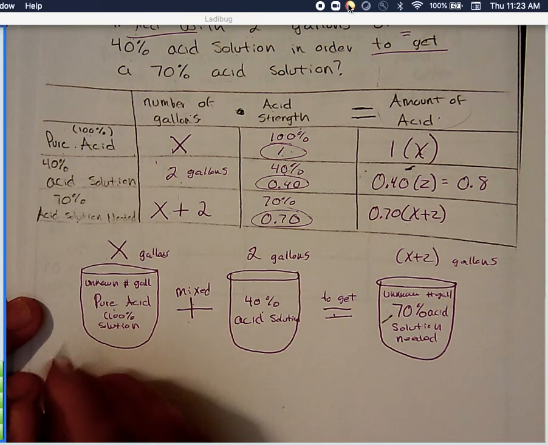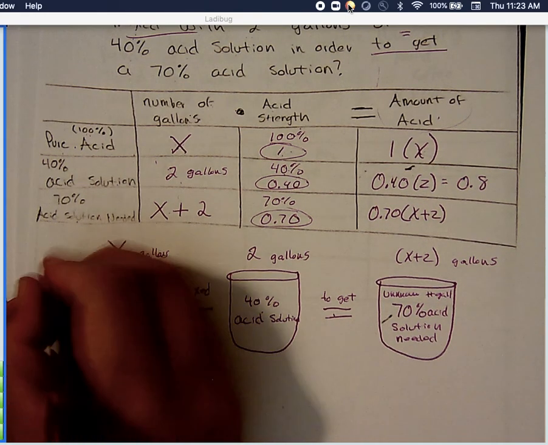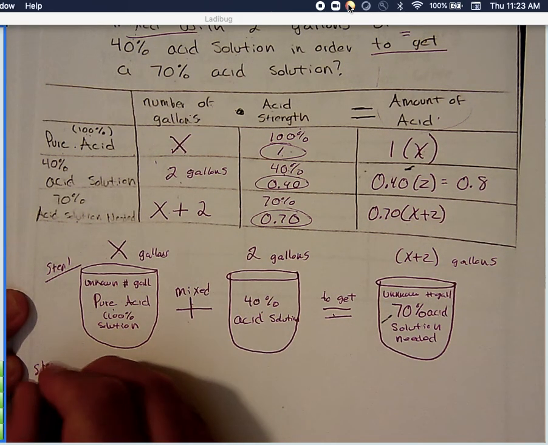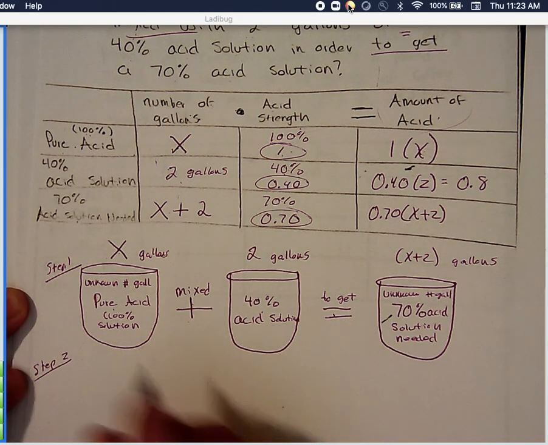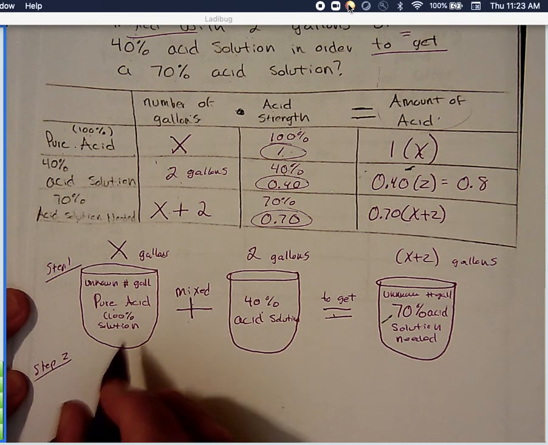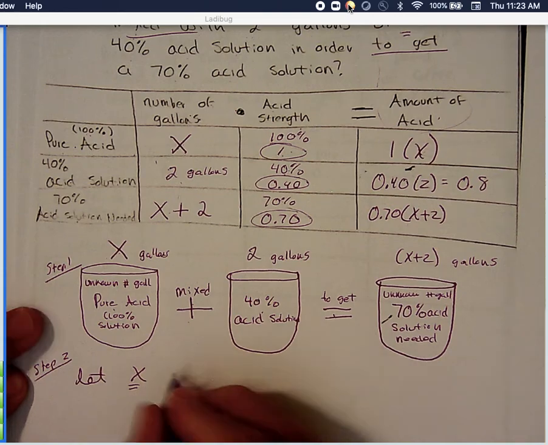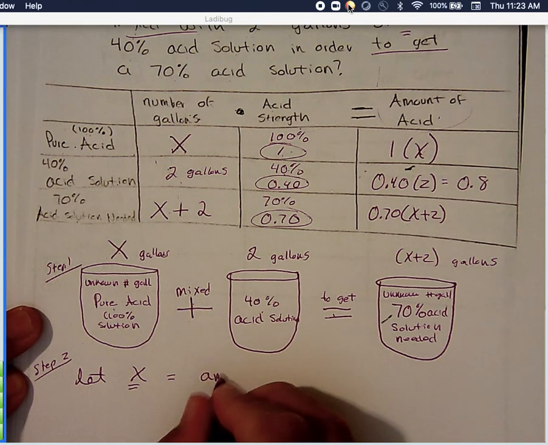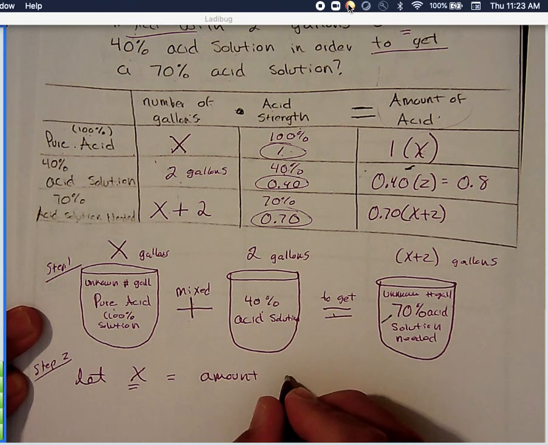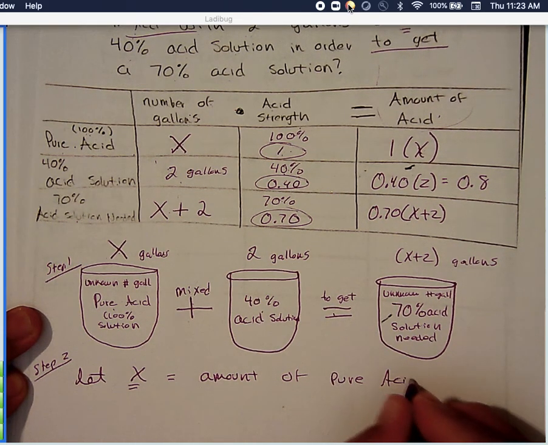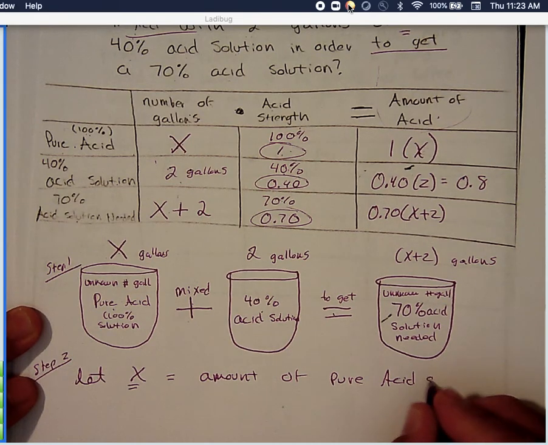So I'm just gonna do the steps. This would be step 1, right? The drawing. For step 2, this is just mathematically sound to write this. So we're gonna let x equal the amount of pure acid solution.